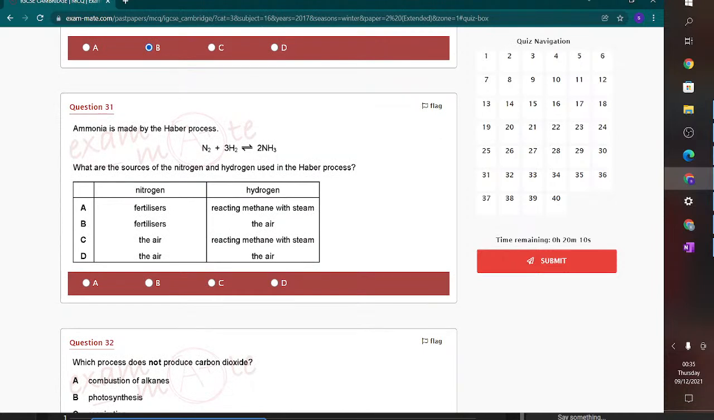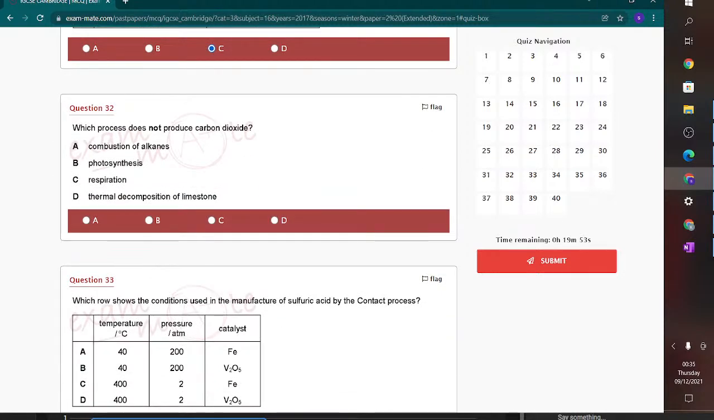What are the sources of nitrogen and hydrogen used in the Haber process? Nitrogen is from the air, by fractional distillation of liquid air. Hydrogen is made by reacting methane with steam. So the answer is C.